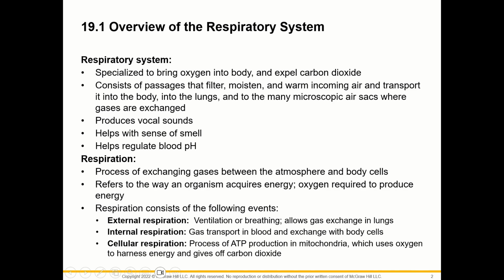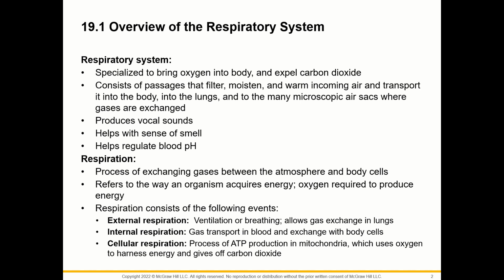Alright, let's begin with an overview of the respiratory system. The respiratory system is specialized to bring oxygen into the body and expel carbon dioxide. It consists of passages that filter, moisten, and warm incoming air and transport it into the body, into the lungs, and to the many microscopic air sacs where gases are exchanged. It produces vocal sounds, helps with smell, and regulates blood pH.